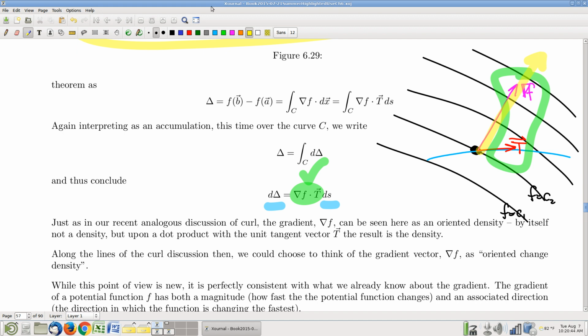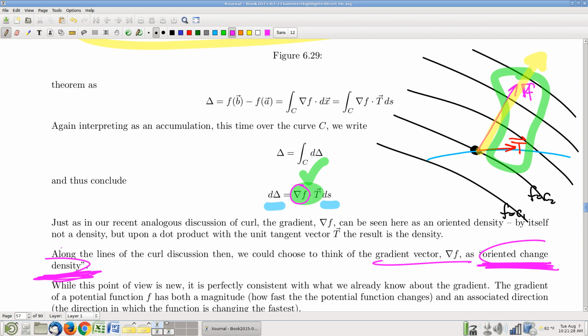But because it's an oriented thing, you have to dot it with your actual tangent vector of interest to get the density. Okay, so the idea here, I think of the gradient vector as being an oriented density measuring change, of course. So oriented change density, it's a vector. It's telling you in some sense more than just the density. It's also telling you the orientation of the density, and thus requiring a dot product to get your actual density.